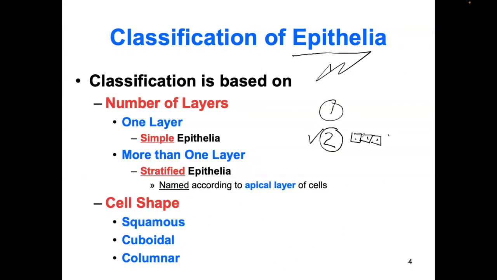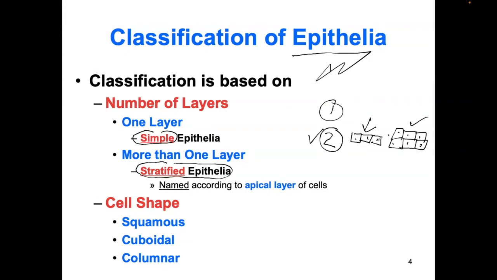Do we see one cell layer, or do we see more than one cell layer? If we see one cell layer, then we refer to that as simple epithelium. And if we see more than one layer, then we're going to call that stratified epithelium. Okay? So the second question you would ask, now that I'm looking at it under a microscope, is how many layers of cells do I see? Is it one layer or multiple?